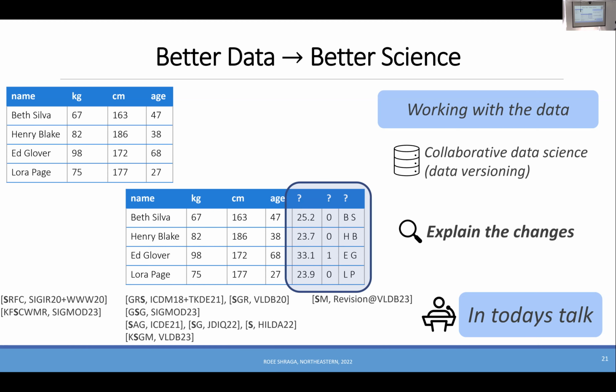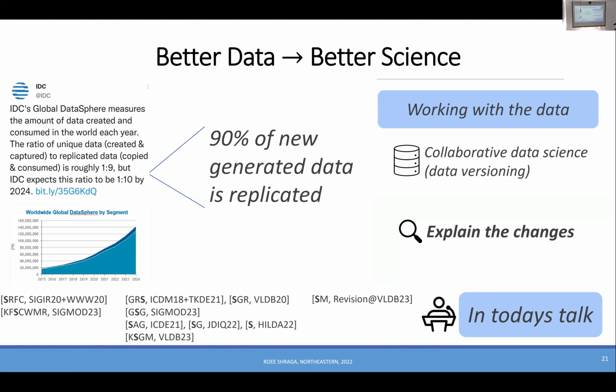One question you can ask me is, why is this a problem? If we look at IDC, the International Data Corporation, they talk about 90% of newly generated data being replicated. In other words, 90% of the data that is generated nowadays is actually versions of each other. What we aim to do in this research in general is to try to make sense of the different versions of the same data that exist out there.